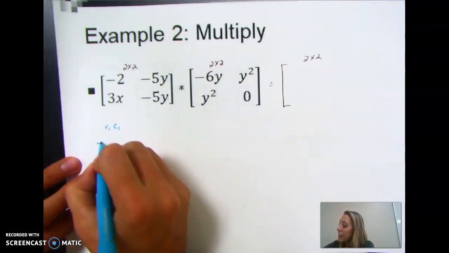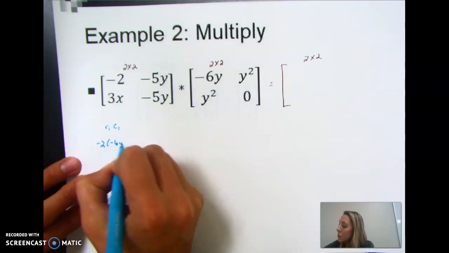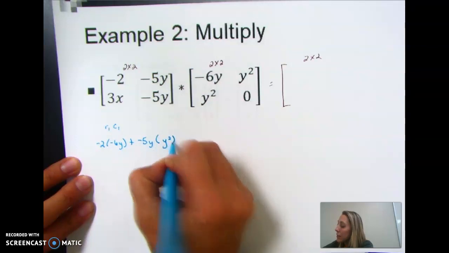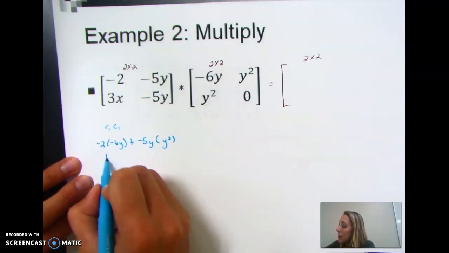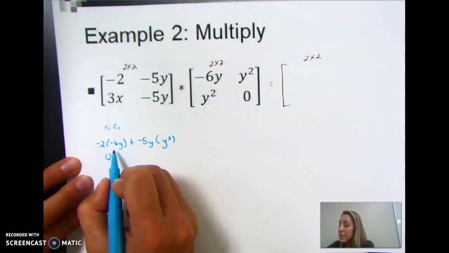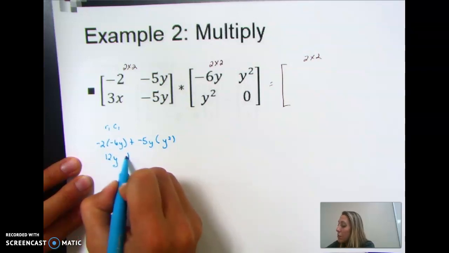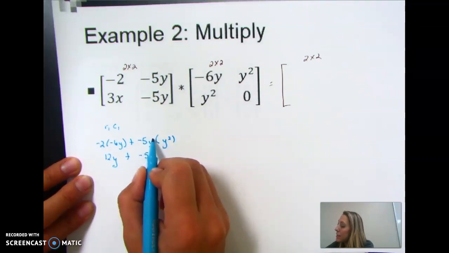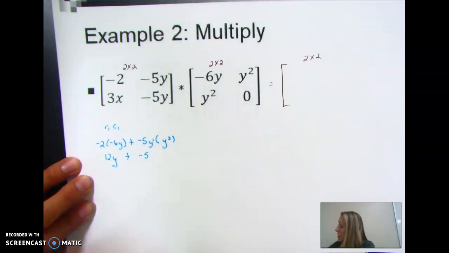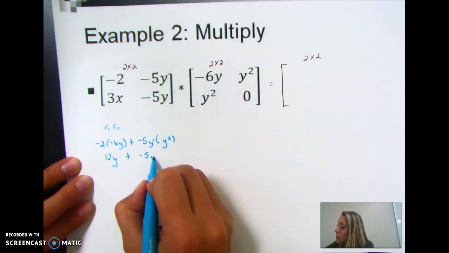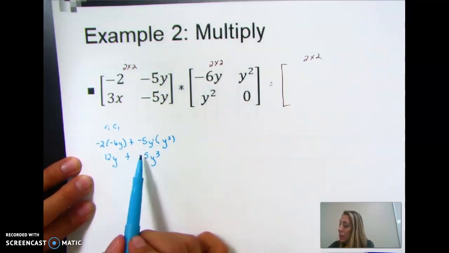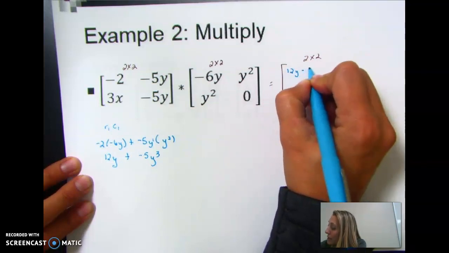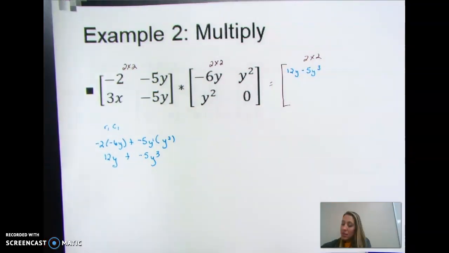And I'm going to have negative 2 times negative 6y plus negative 5y times y squared. And that gives me positive 12y, because negative 2 times negative 6 is a positive 12, plus negative 5 times 1 is negative 5, y times y squared. Exponent rules tell me I add the exponents, or I could write y 3 times, which is the same as y cubed. So now all I have to do is simplify, and I'm going to get 12y minus 5y cubed. That is my first entry.